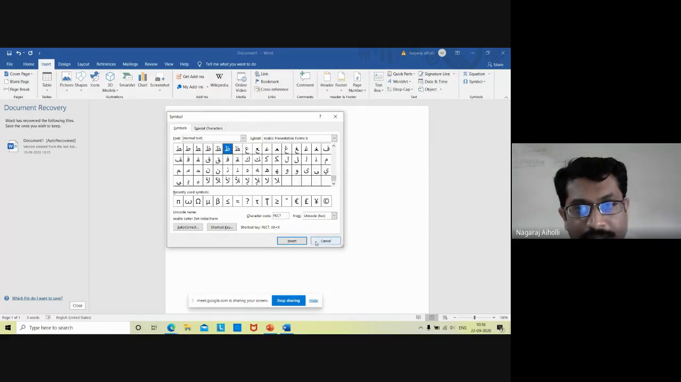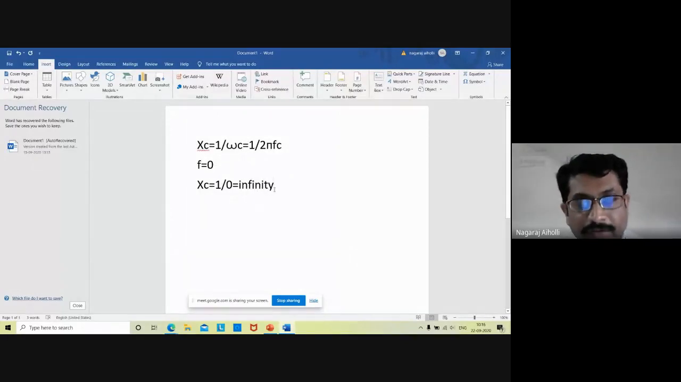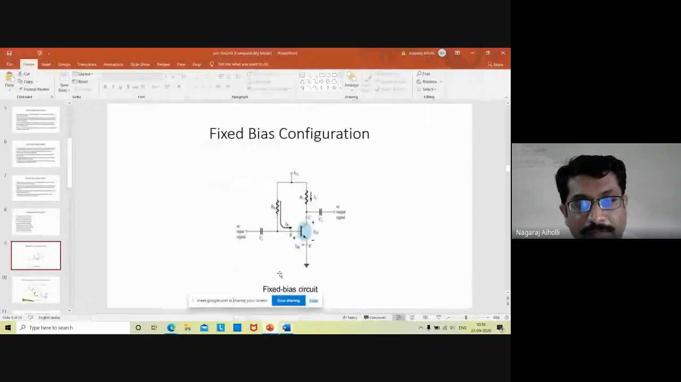So 1 divided by this will give infinity. So I'll write it as infinity here. Infinity means it is maximum reactance. As the reactance is maximum, the impedance or resistance is very high. So when the resistance is very high, what happens to the capacitance here when impedance is very high?